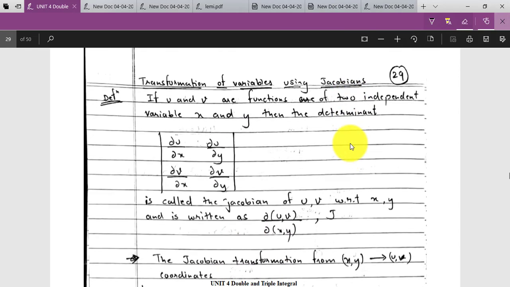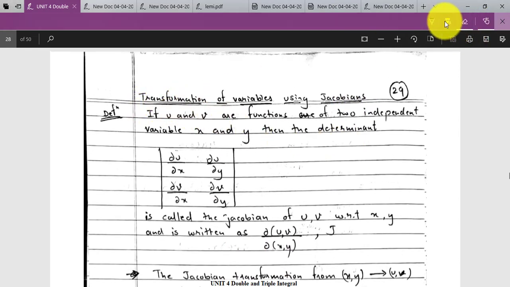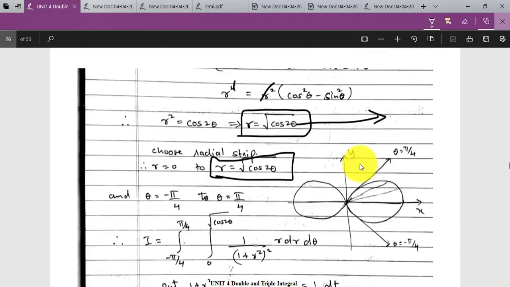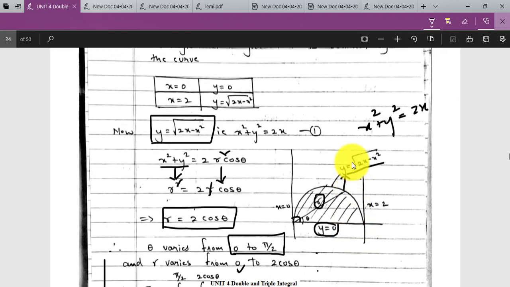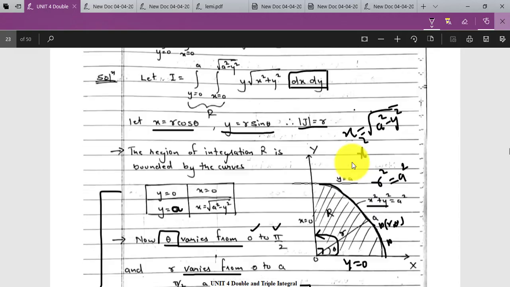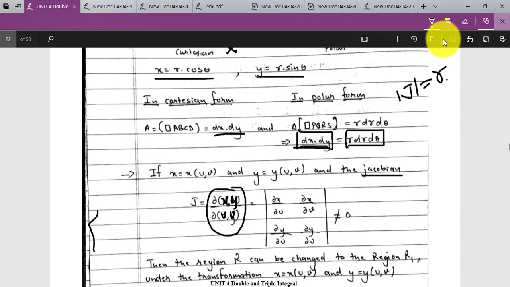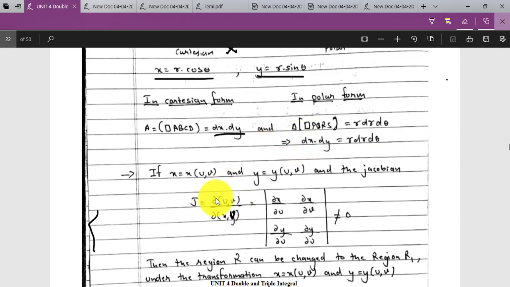This description is the information I have given, that is how to transform variables by using the Jacobian, in my earlier section. All these problems have been done. I have been telling you that if x and y, all these things I have explained.